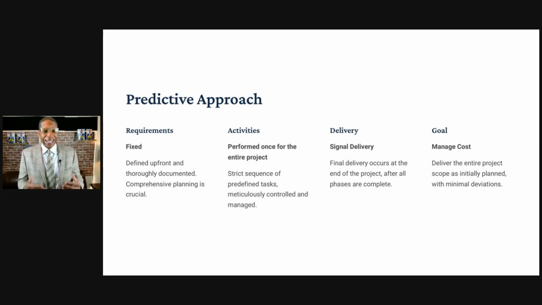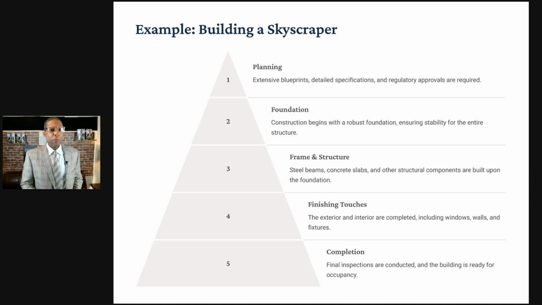Our delivery is a single delivery. Our final delivery occurs at the end of the project after all phases are complete. Now, our goal, our mission, our job here, is we want to manage costs. So that means deliver the entire project scope as initially planned with minimum deviations. I got you. I want to give you an example of what this looks like.